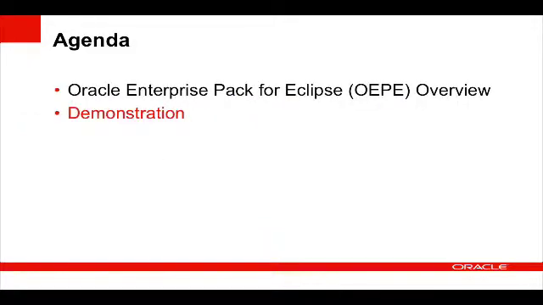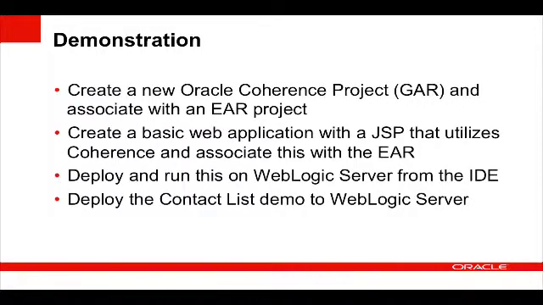Let's now have a demonstration of this functionality. What we're going to do is firstly create a new Oracle Coherence project, or GAR, and associate it with an EAR project. We'll then create a basic web application with a JSP that utilizes Coherence. We'll also associate that with the EAR. We'll then deploy and run this on WebLogic Server from the IDE. And then we'll deploy the contact list demo that we outlined in the first screencast to WebLogic Server.